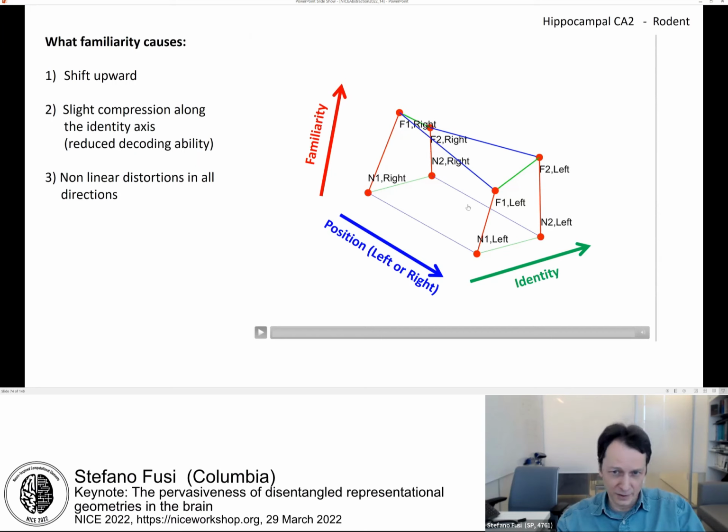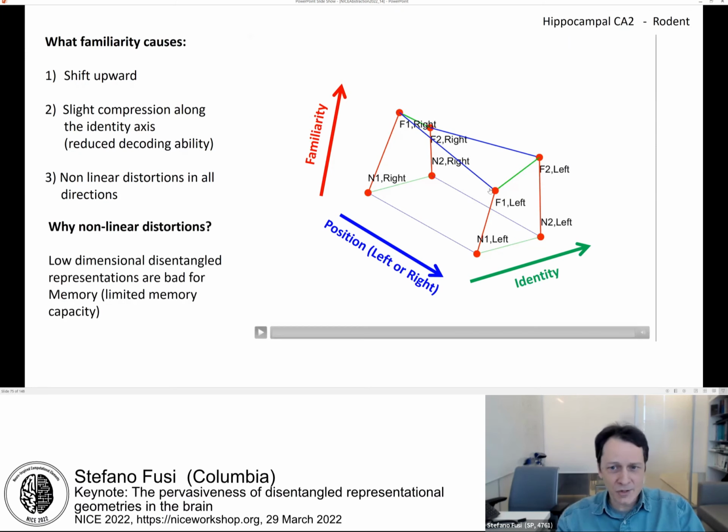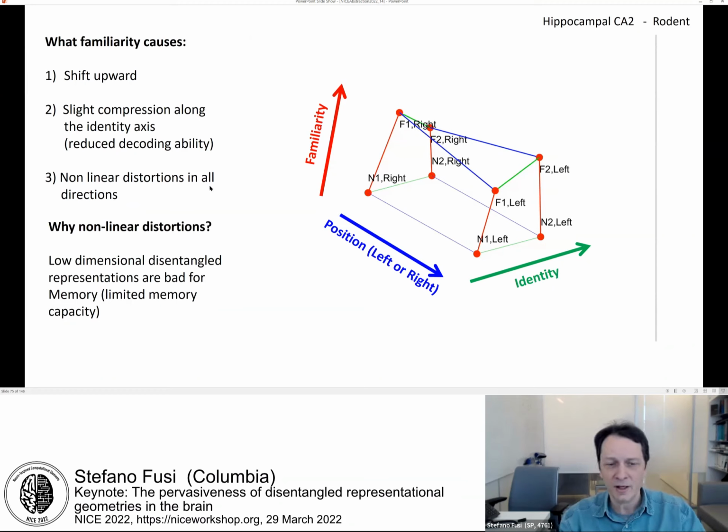But this shift is accompanied by a nonlinear distortion in all possible directions that increases the dimensionality of the representation for the familiar animals. We realize that this is really important for memory. So, these low dimensional structures are very important for generalization, especially if you're learning something new, but they're not good for memory capacity. And you really need this nonlinear distortion to have a good memory capacity.